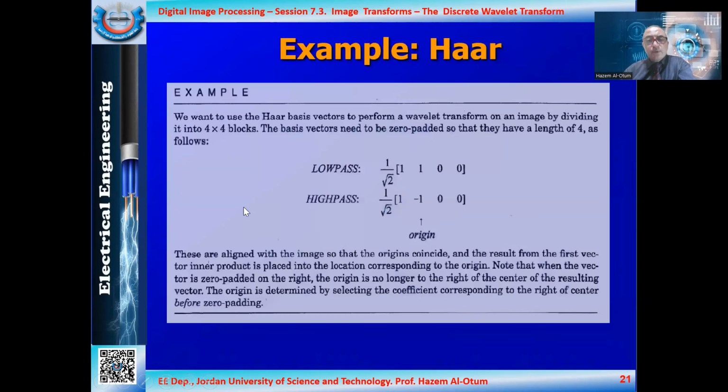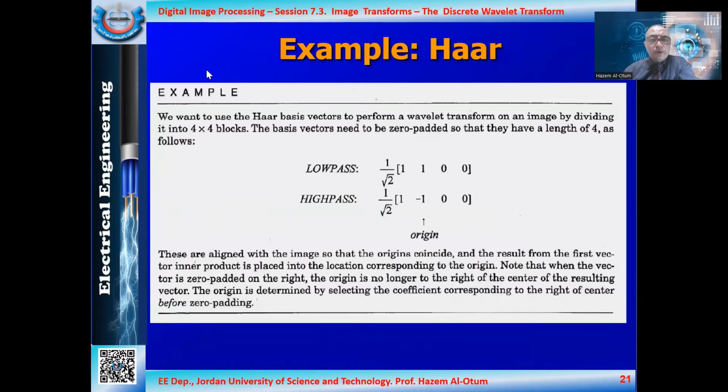Okay, this is an example on Haar wavelet transform. Suppose that we are asked to apply wavelet transform for an image by dividing it into 4x4 blocks. Now we can apply the Haar transform for an image block of the size 4x4. Now this function is 2x1, so we can apply zero padding.